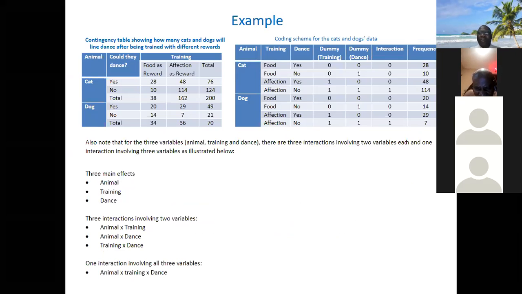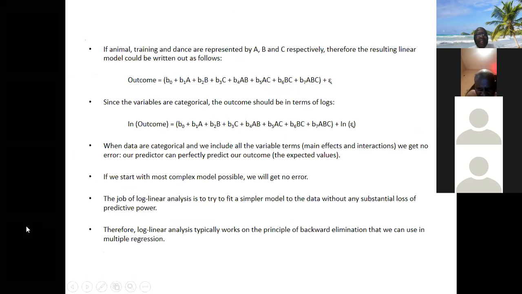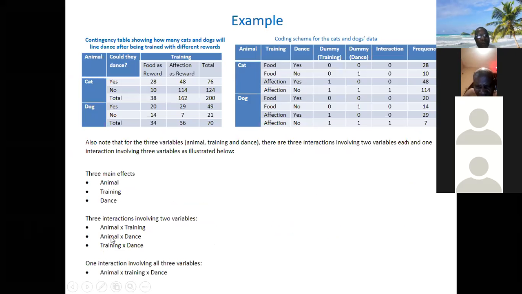Interaction effect is the effect of where animal and training interact, where animal and dance interact, and where training and dance interact. There are three interactions involving two variables. Then we have one interaction involving all three variables: animal, training, dance. So number one is animal, training, dance, that's the main effect. Number two is these three interactions involving two variables. Number three is animal, training and dance.